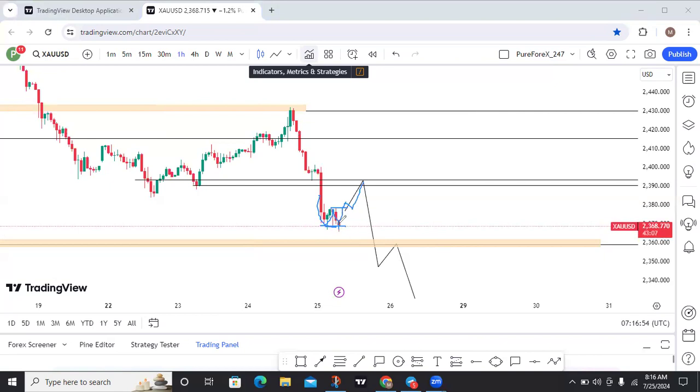So they can come here like this push. But if they do that, we look for our entry confirmation here. Then we sell back down. If they break, our take profit is going to be here.